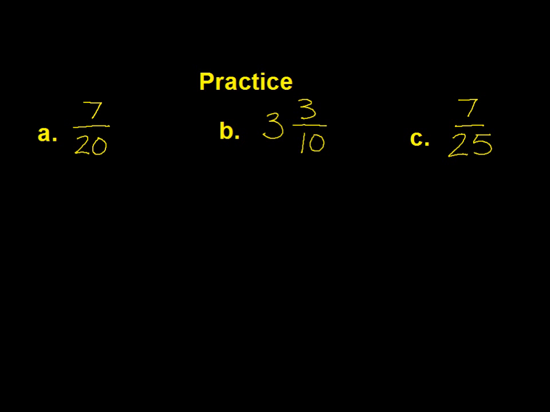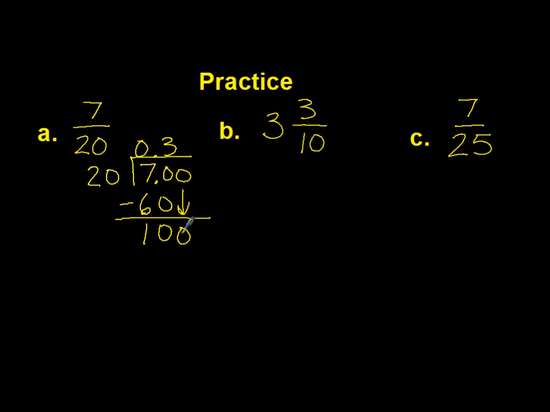Alright, so on to letter A, 7 divided by 20. Again, you're going to want to put 7 in the house. Probably a couple zeros after it. 20 on the outside. 20 goes into 70 3 times. 3 times 20 is 60. Subtract, becomes 10. Bring down your 0. 20 goes into 100 5 times. And your answer is 0 and 3,500.